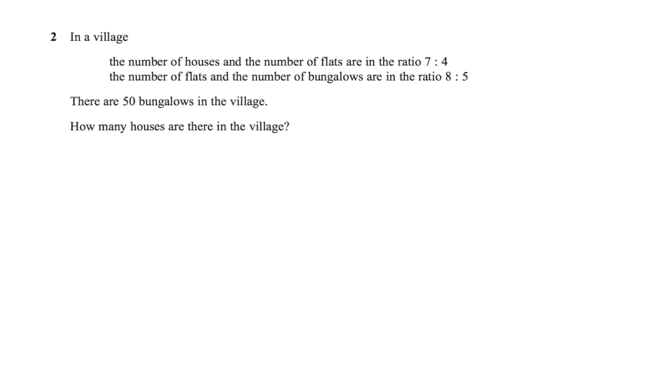Question 2. In a village, the number of houses and the number of flats are in the ratio 7 to 4. The number of flats and the number of bungalows are in the ratio 8 to 5. There are 50 bungalows in the village. How many houses are there in the village? So what we have so far is houses, we have flats, and we have bungalows.